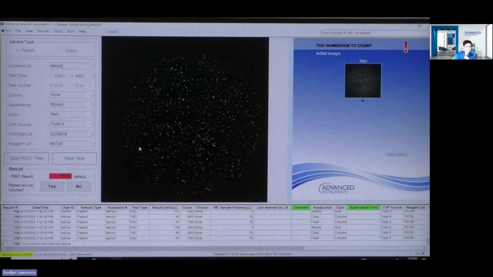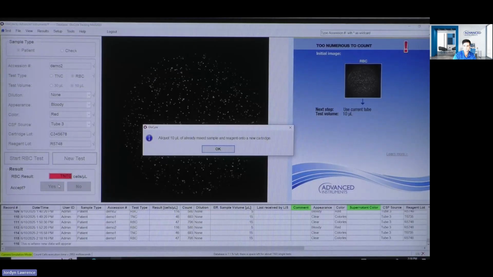And the GloCyte's like, whoa. What? This is too numerous to count. I'm not going to be able to count this. Do you want to retest with a low volume? And you say, sure, but how do I do that? No need to worry. The GloCyte will actually tell you the actual dilution that it's going to need. So it says here, I'll put 10 microliters of your already mixed sample and reagent into a new test cartridge. So let me demonstrate that for you.